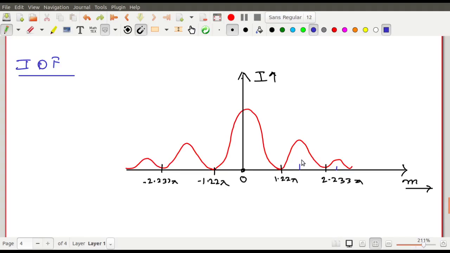Let me lighten my pen. 1.63 pi, and this one is 2.679 pi. Similarly on the left side, this is 1.63 pi, and this one is 2.679 pi. That's it. So this is how the whole story, the whole situation moves on. It is the intensity distribution pattern.